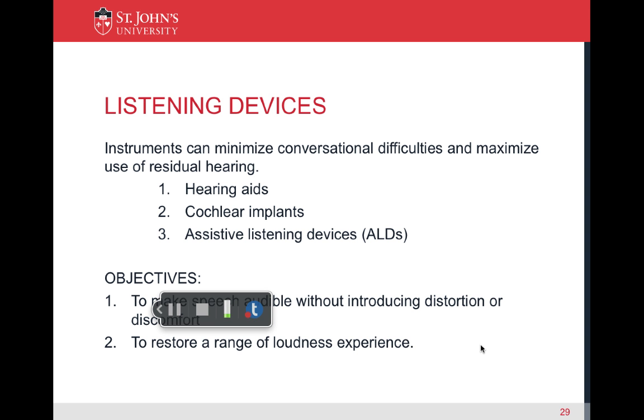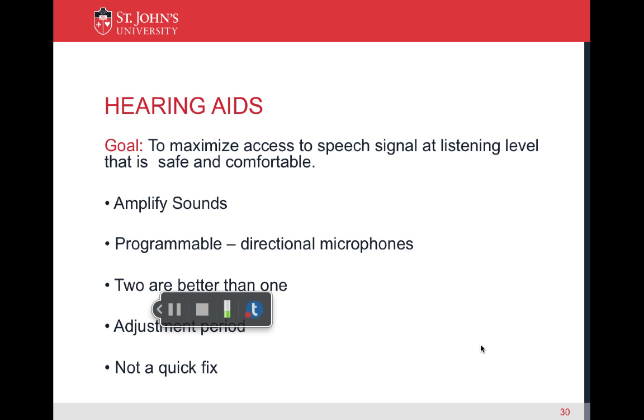Some listening devices are hearing aids, cochlear implants, and assisted listening devices. And the objective of these listening devices is to make speech audible without introducing distortion or discrimination, and to restore the range of loudness. So hearing aids, the goal is to maximize the access to the speech signal at a listening level that is safe and comfortable. So what hearing aids do is they amplify sounds. That's all they really do at the end of the day.